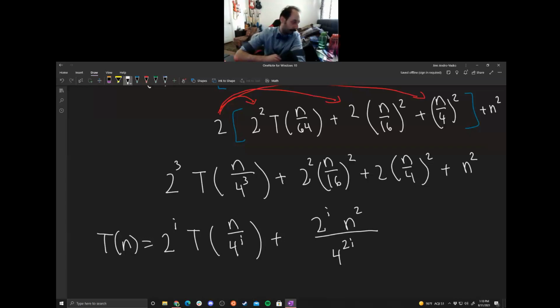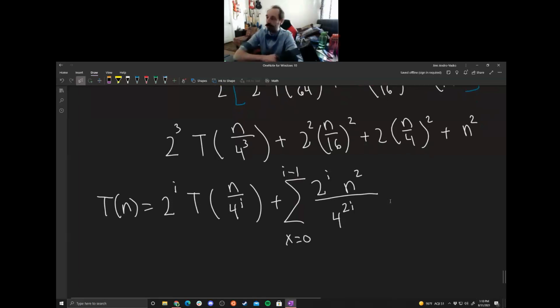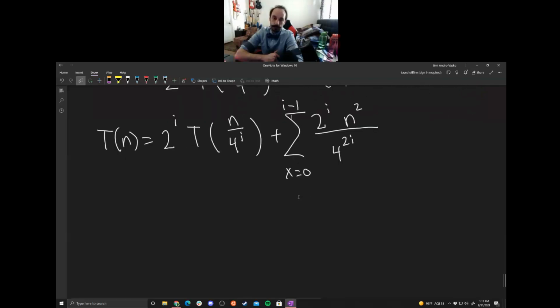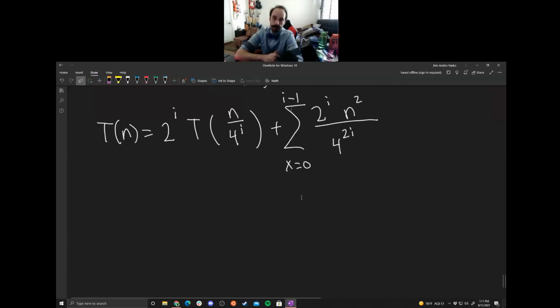I think I made a mistake in my notes here, so this is going to be the result. And we're going to do a summation from x equals 0 to i minus 1. So yeah, I fixed my notes. So we have always 4 to the power, 4, 4 squared, and so forth. So anyway, this is going to be the pattern. So we have to try to figure this out. Once again, we're just going to set n equal to 4 to the power i. Therefore, i equals log 2 of n.